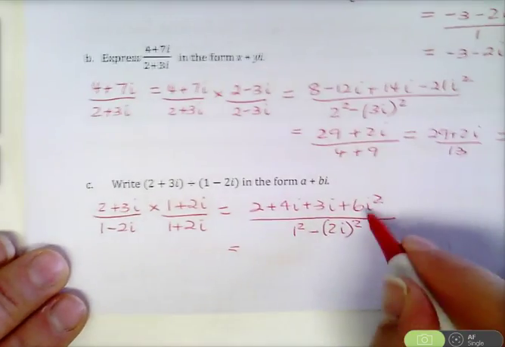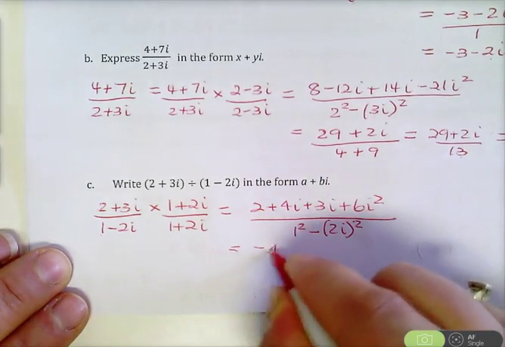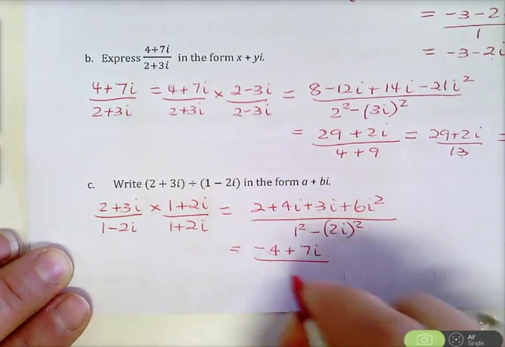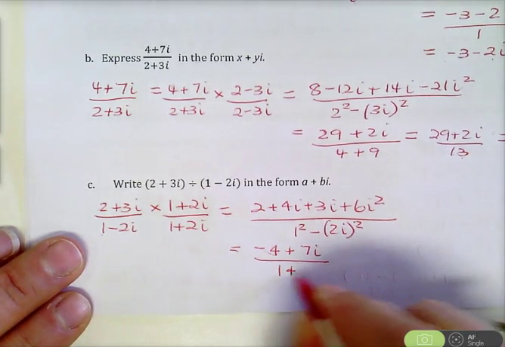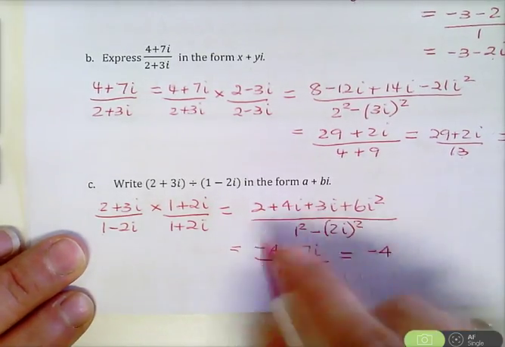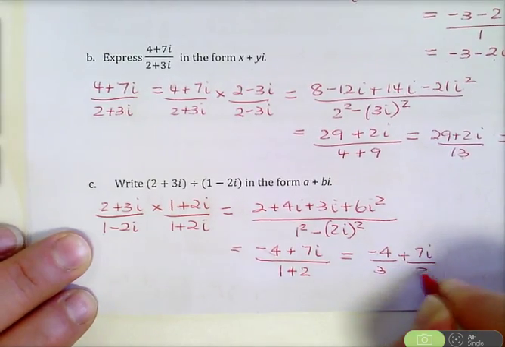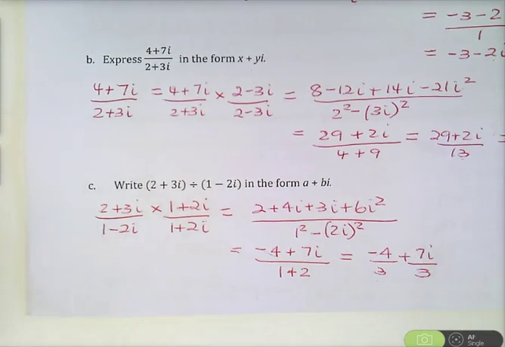Collating like terms and simplifying here, 6i squared is negative 6, so 2 minus 6 is negative 4. Here we've got plus 7i over 1 minus 2i squared, which will be 1 plus 2, and writing this in the form of a plus bi, it'll be negative 4 over 3 plus 7i over 3. So therefore x is negative 4 on 3 and y is 7 on 3.